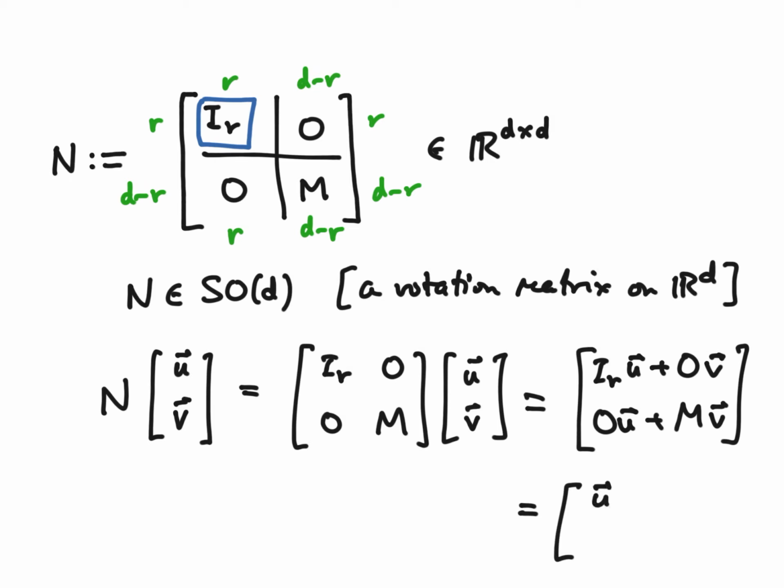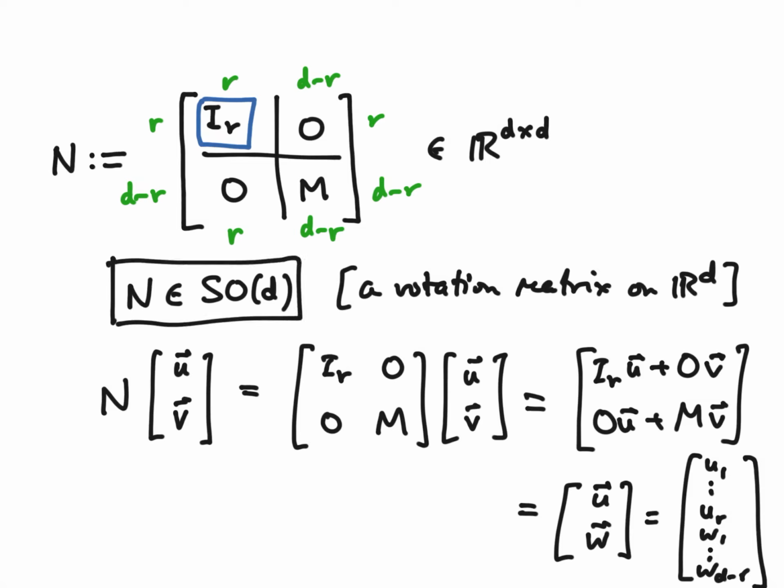The identity matrix times U is simply U, and then you're adding a 0, and then this is M times V, which is W. So you see that the U coordinates are left alone, but the V coordinates get replaced by the W coordinates. And so we just have a new set of variables, essentially, for D-dimensional space: U1 through UR, followed by W1 through W(D minus R). And that's achieved by a particular rotation.